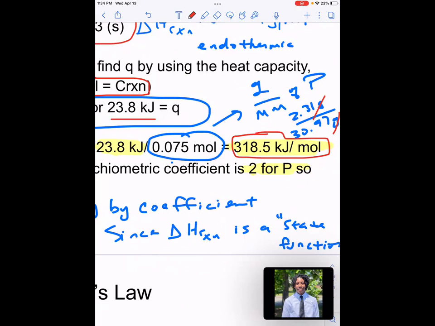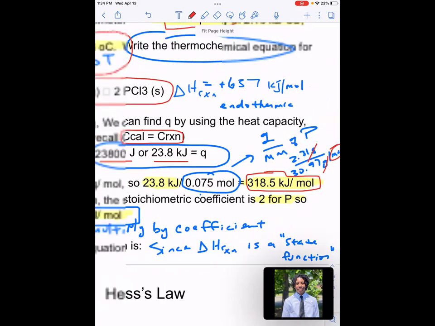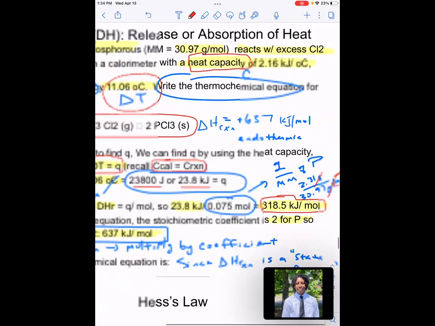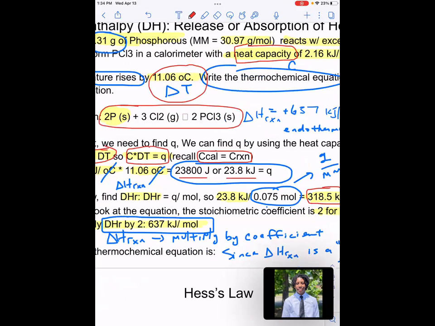But if we look at the reaction itself, there's a 2 in front of phosphorus as a coefficient. So we have to actually multiply that number by 2, because it's a state function and it depends on the amount of phosphorus. So we have to take that coefficient, multiply by the heat that we calculated, and that'll give us an accurate depiction of what the delta H is for that reaction.